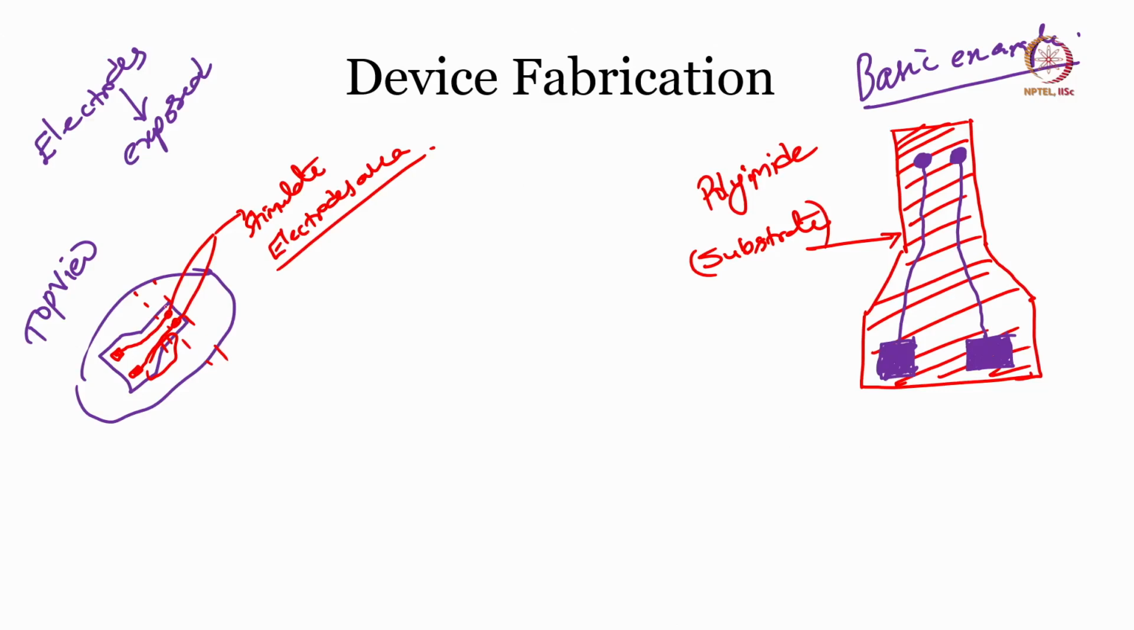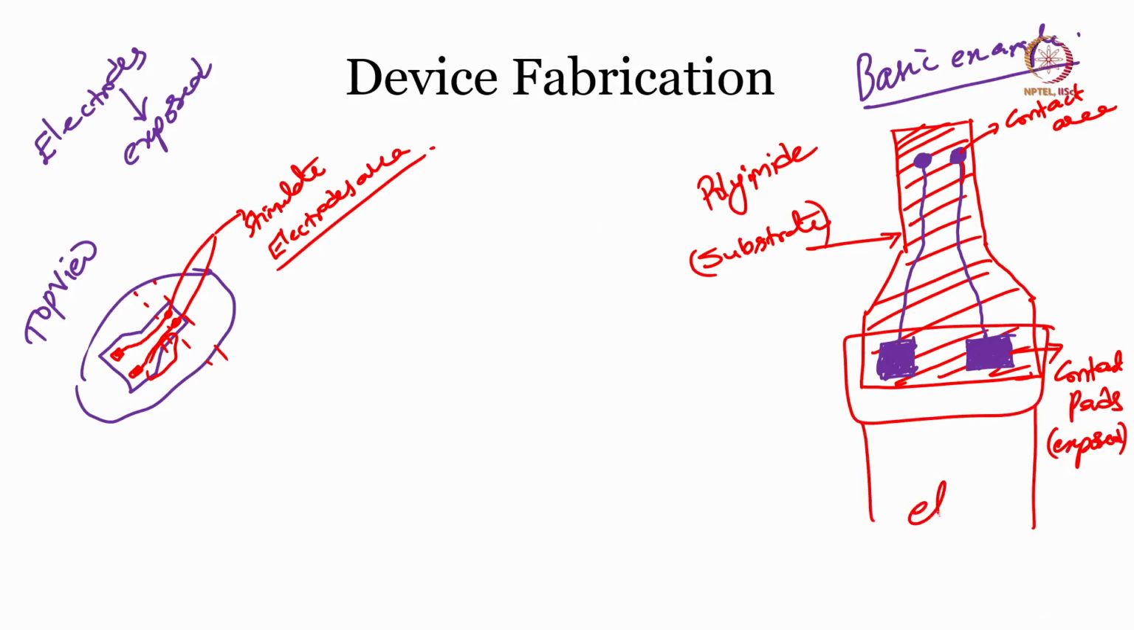This is called the contact area, and only that needs to be exposed. Interconnects and the like should not be exposed. What about the contact pads? These contact pads also need to be exposed. Why? Because they have to go to another electronic circuit, an electronic circuit board.